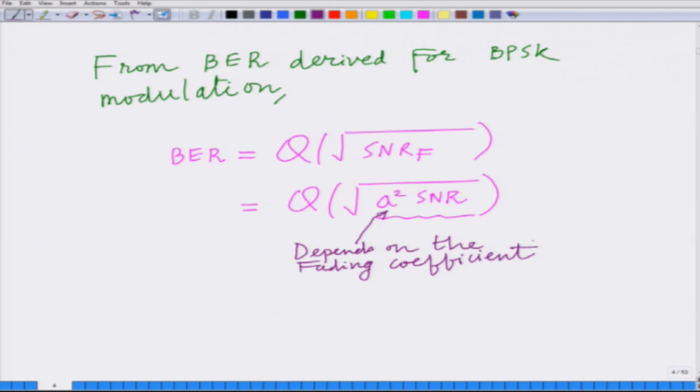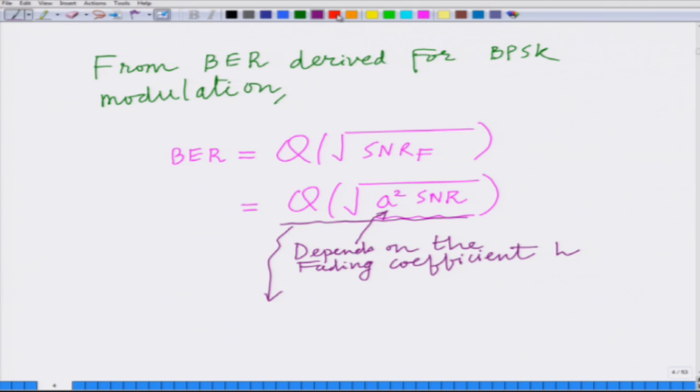This depends on the fading coefficient h, and since h is random in nature, this fading SNR, that is a square times SNR, is also random in nature. Hence, the resultant bit error rate Q of square root of a square times SNR is also a random quantity, because a is random in nature. This is a random quantity which arises because of the random nature of the fading channel coefficient, right.